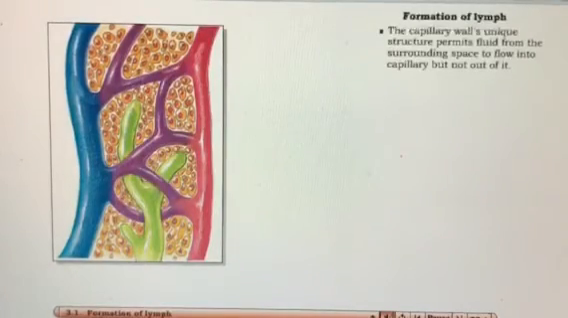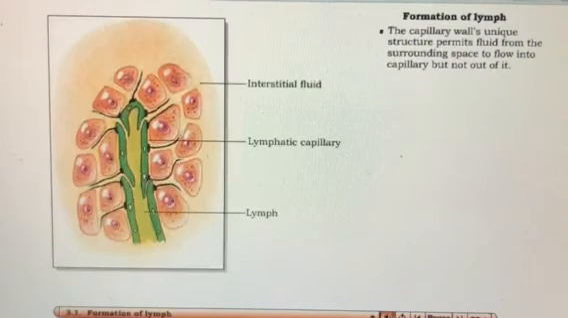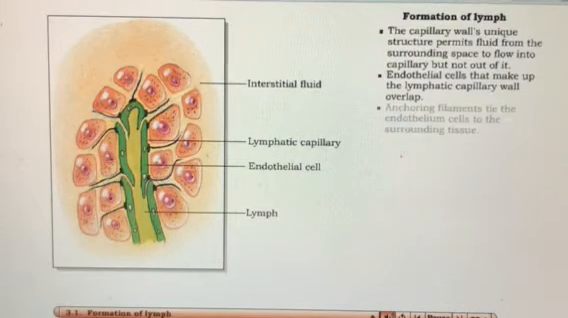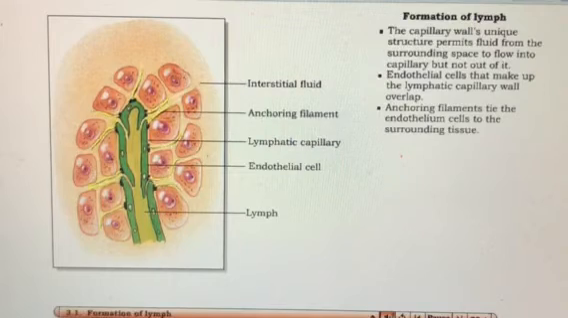The unique structure of lymphatic capillaries allows fluid inflow from interstitial space, but not outflow. Overlapping endothelial cells make up the wall of the lymphatic capillary. Anchoring filaments hold the cells in place.